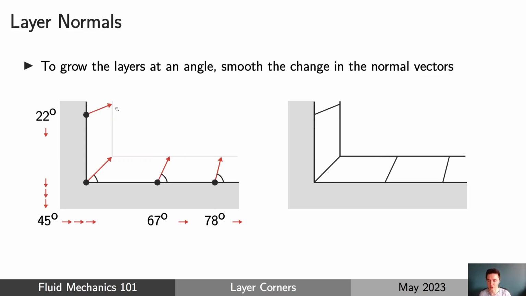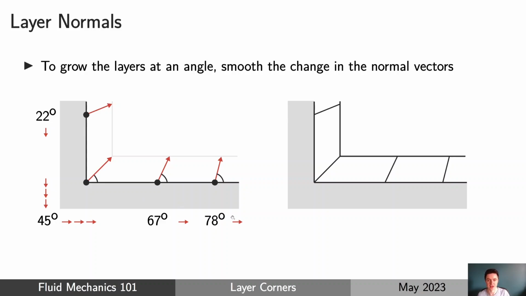And of course what we could do is smooth the change in the normal vectors. So here what we've done is change this node vector from 0 degrees to 22 degrees and change this node vector to be 67 degrees rather than 90. And so there's a smoother change in the angle of the normal vectors here. And that will result in a smoother change in the angle of the layers themselves. And so the layers are less likely to cross higher up as we generate them. And that's one way you could use to try and stop the node vectors from crossing.